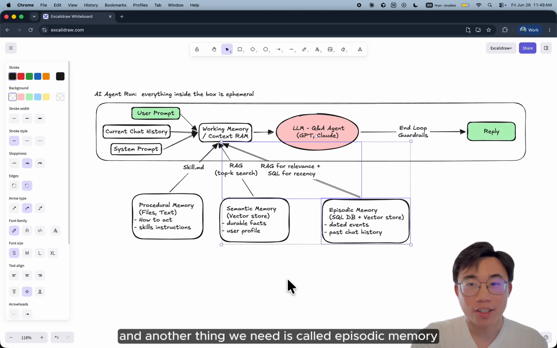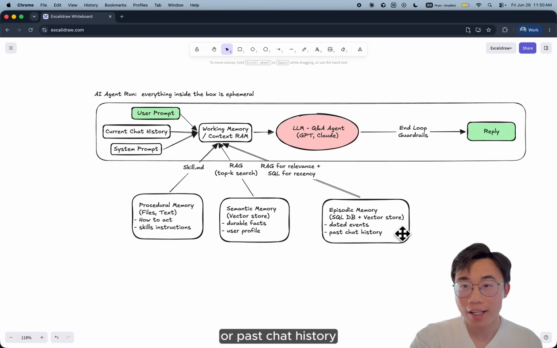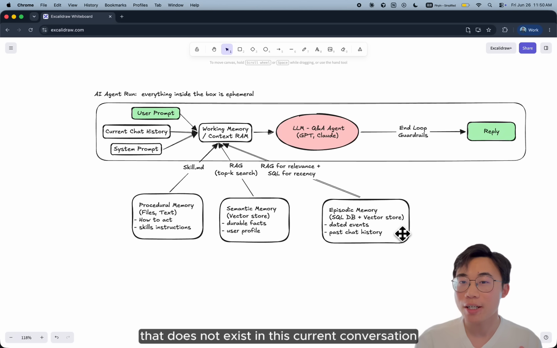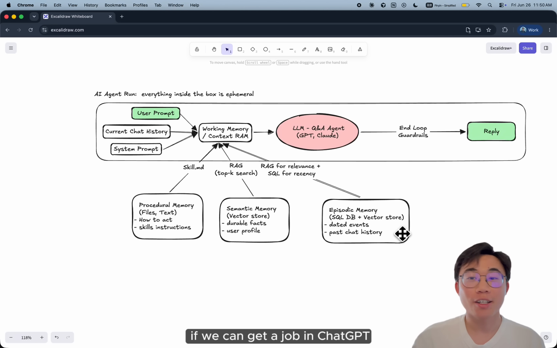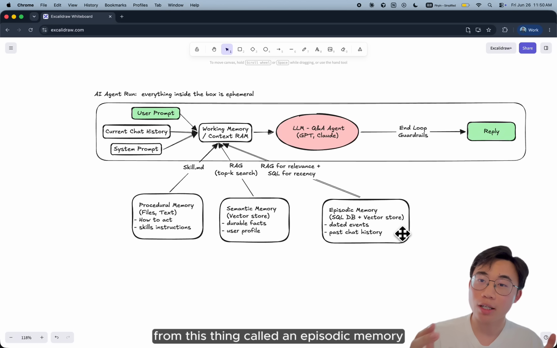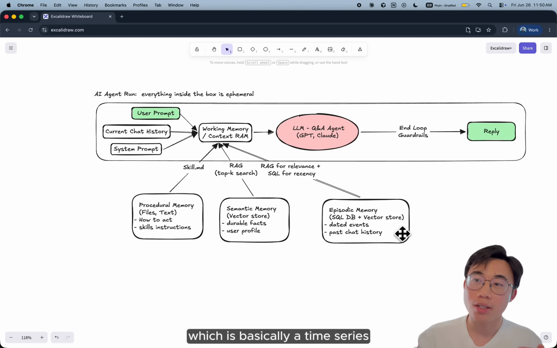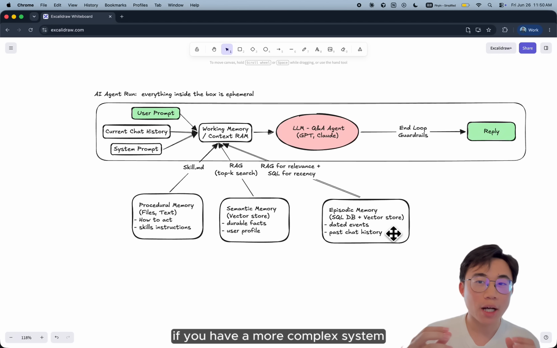And another thing we need is called episodic memory. It includes things like past events or past chat history that does not exist in this current conversation. For example, I might suddenly be wondering, when was the last time I was preparing for a job application? Can we retrieve that information and match whether we can get a job in ChatGPT? So these things will be retrieved from this thing called an episodic memory, which is basically a time series of the previous conversations or previous triggers that happened if you have a more complex system.